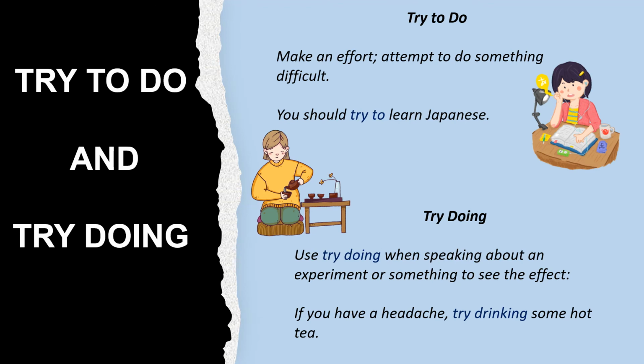Try to do and try doing. We use try to do when talking about making an effort or attempting to do something difficult. For example, you should try to learn Japanese. Here, the person is suggesting to make an effort about learning Japanese. You should try to learn Japanese because it is attempting to learn something difficult.